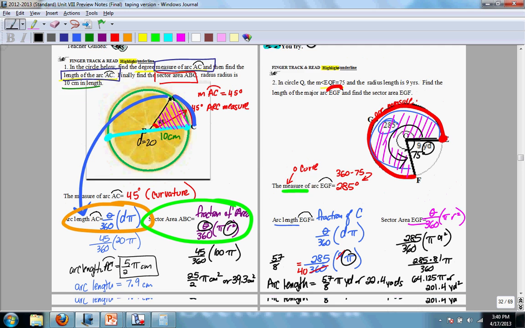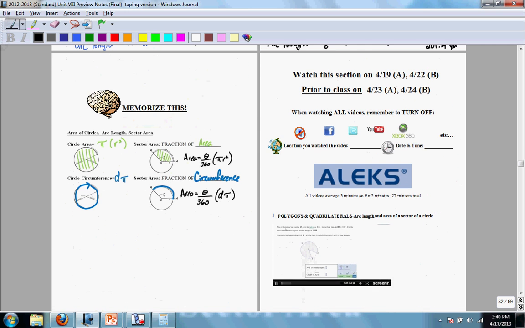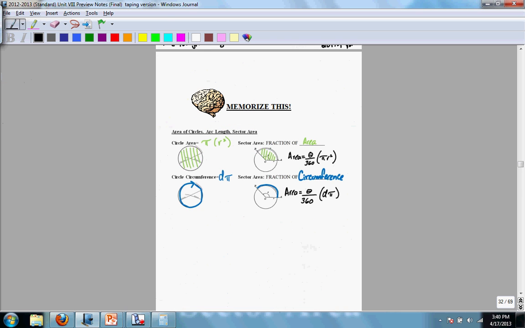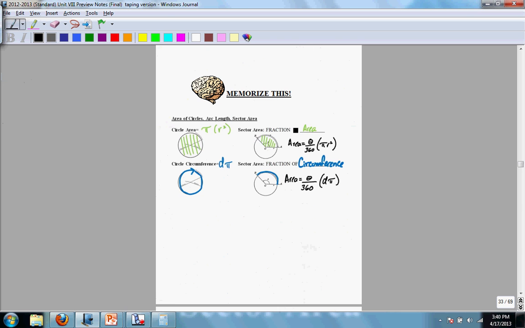Okay, it is very important prior to our next quiz that you must have these two memorized. Arc length is a fraction of the circumference. Sector area is a fraction of the area.